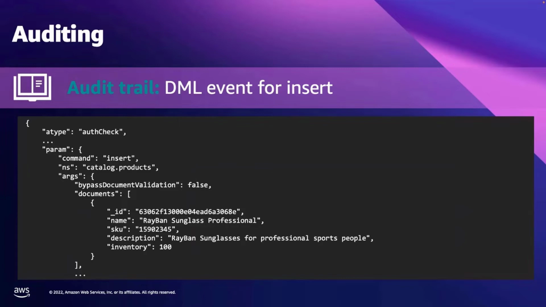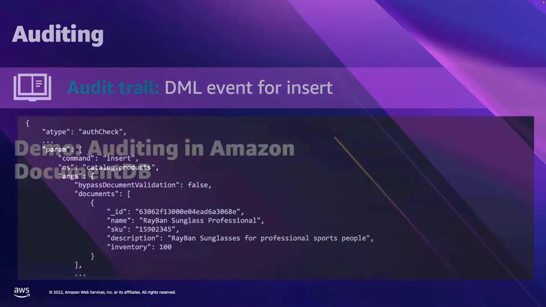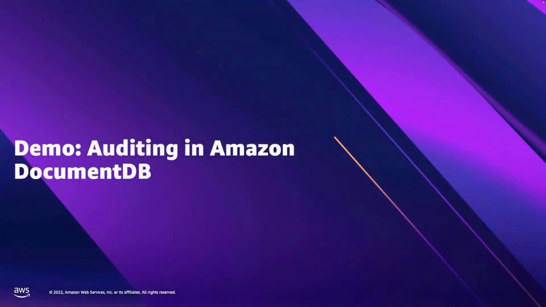Now let's look at a demo of DML auditing. In this demo, I'll walk you through the process of enabling DML auditing on an Amazon DocumentDB cluster. Please note, DML auditing or DDL auditing is not enabled by default. And after enabling the auditing, I'll show how to analyze the audit trails on Amazon CloudWatch Logs, and also set up alerts to get notified when a delete happens on the database.